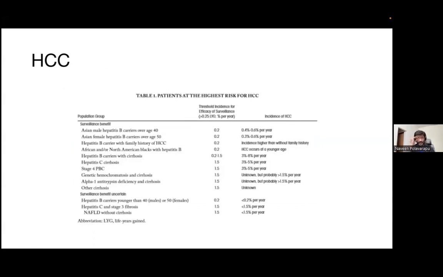Okay, so another thing, particularly in patients in the African population, because we have a significant amount of hepatitis B related chronic liver disease and HCCs. I think these are the highest risk group of patients with HCCs, where you should always consider these patients for close surveillance and also consider liver transplantation based on the Milan criteria. So the African and North American blacks with hepatitis B have a significant risk of developing HCCs. So we should keep them on a regular surveillance program.